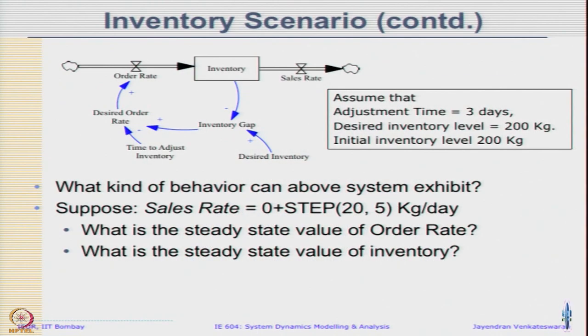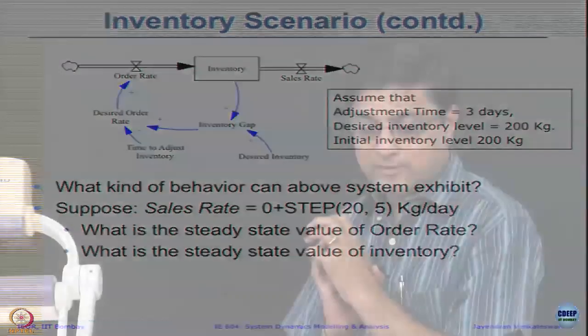We know that this system will exhibit a goal seeking behavior. So suppose the sales rate increases to 20 units at time 5, then we expect the system to reach this new goal. What will be the steady state value of order rate, and of inventory? You can do this without simulation. What should be the steady state value of order rate? Order rate will be equal to 20, right. In equilibrium or steady state, sales rate should equal the order rate, so order rate is 20.